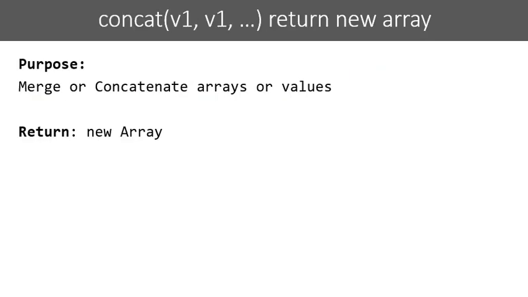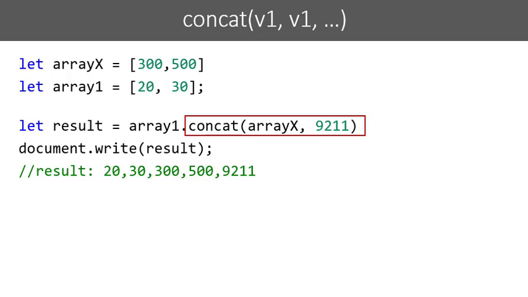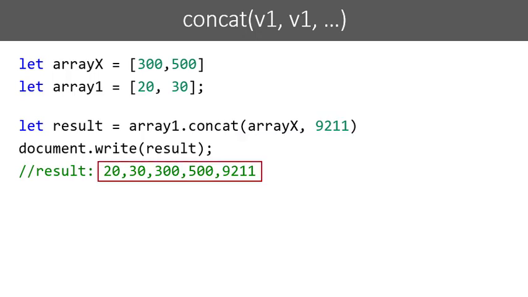Concat method. The concat method is used to merge or concatenate arrays or values. The result is produced in a new array. Here in this example, two arrays are declared with values, and the concat method is called on array1. The first parameter of the concat method is arrayX, which is the name of the array, and the second parameter is a number. So array1, arrayX, and the number are inserted into a new array. Here is the result.